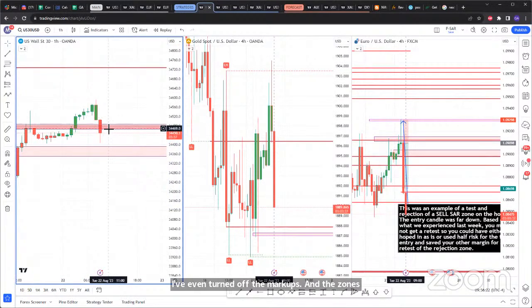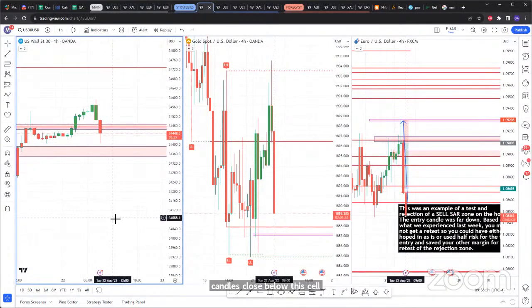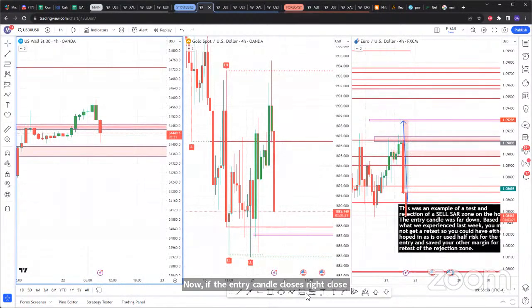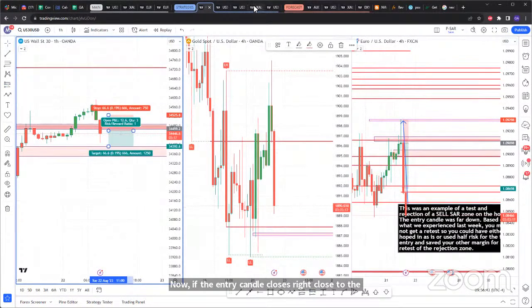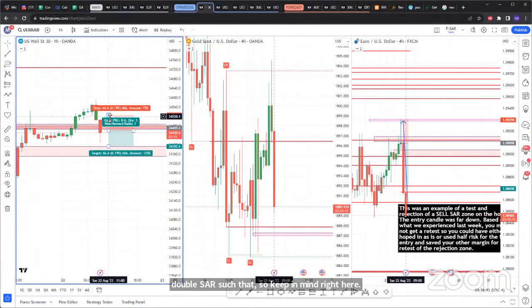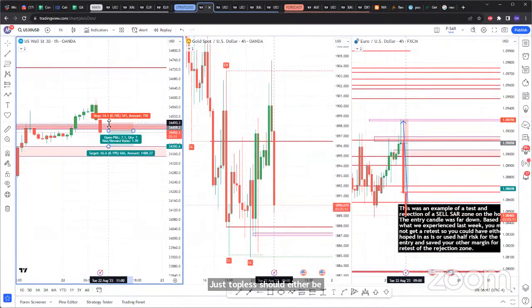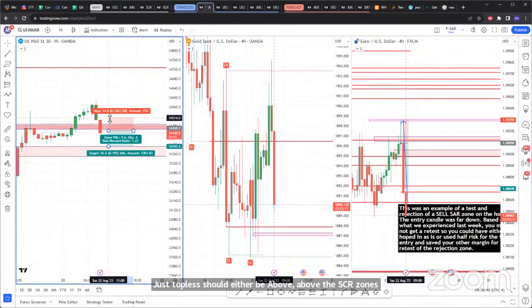So here, what I've told myself is that if 2 candles close below this sell SAR zone, a double sell SAR on the hourly, I will sell US 30. Now, if the entry candle closes right close to the double SAR, keep in mind your stop loss should either be above the SAR zones you're trading or above the previous high of the candle.